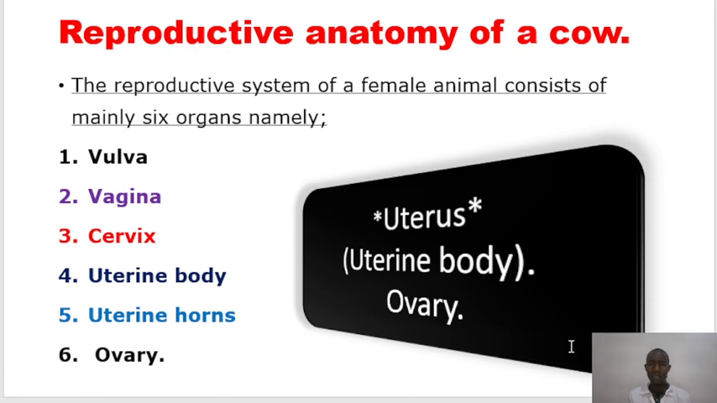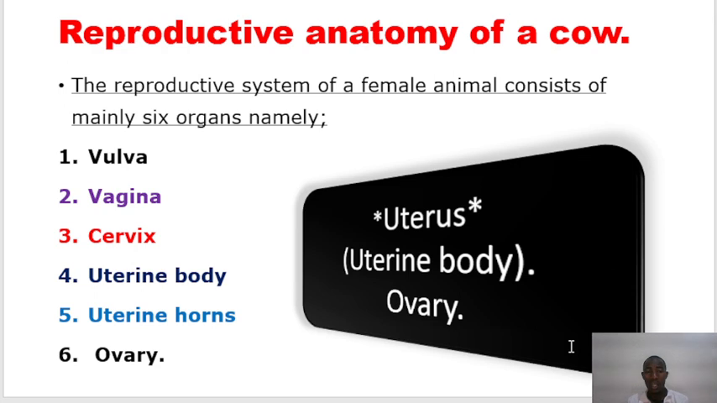The reproductive system of a cow is composed of 6 organs. We have the vulva. This is if you're counting from the outside part, which we call the external genitalia. We always see the vulva, and this is made up of the lips, which we call the labia minora and labia majora. We have the vestibule still on the vulva. Then we have the clitoris, however much in cows it's not prominent.